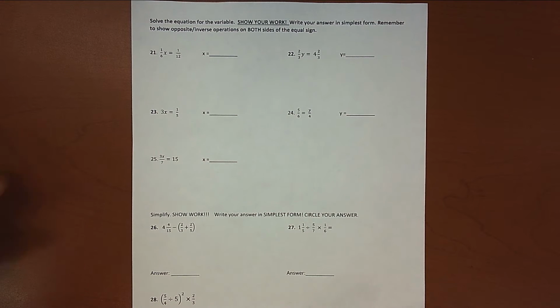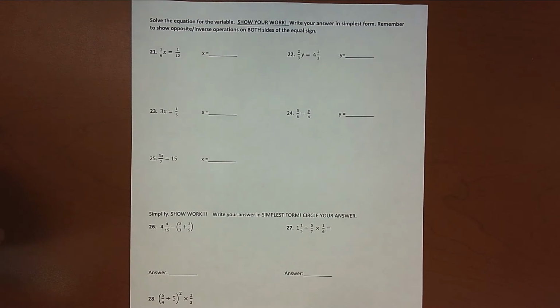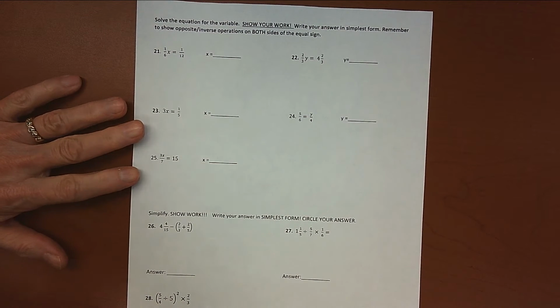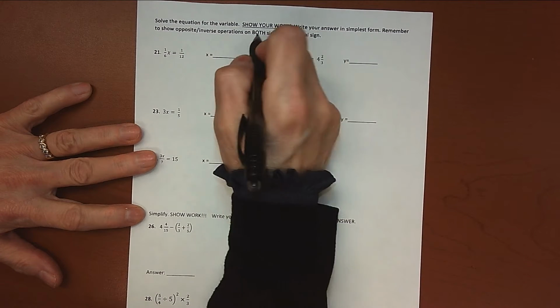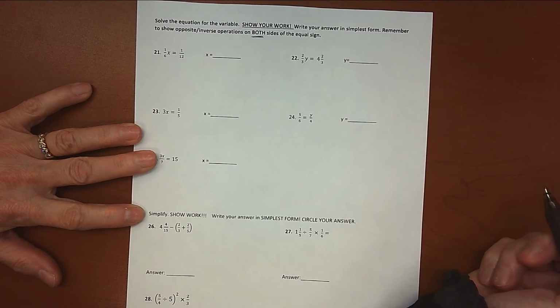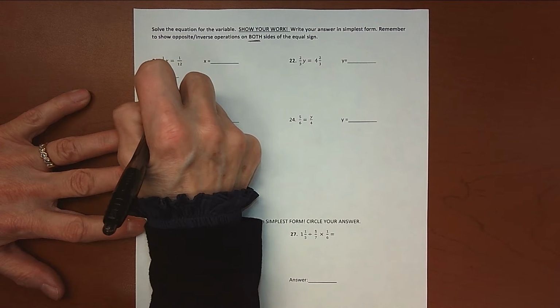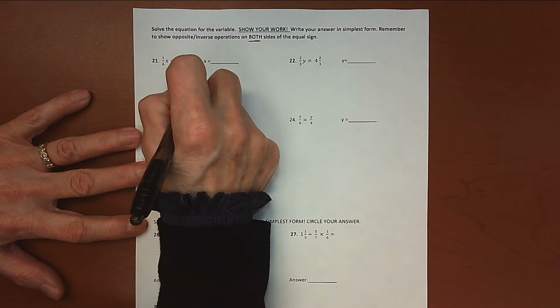Hey y'all, here we are on our last page of the fractions part 3 test, and this covers 4L through 4N. All right, so let's get started here. We are solving equations. We're going to remember to show opposite operations on both sides of the equal sign when we solve equations. So our first problem is 1/6 times x equals 1/12.